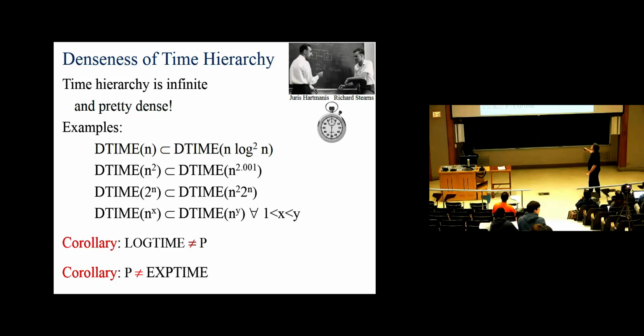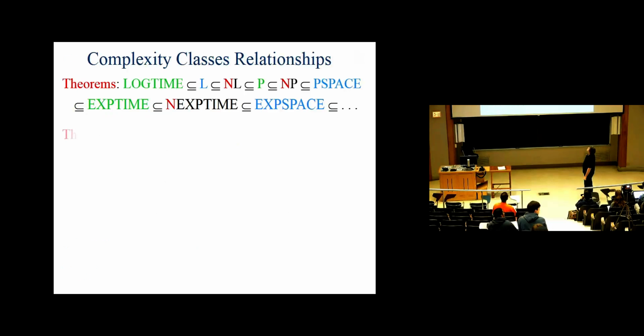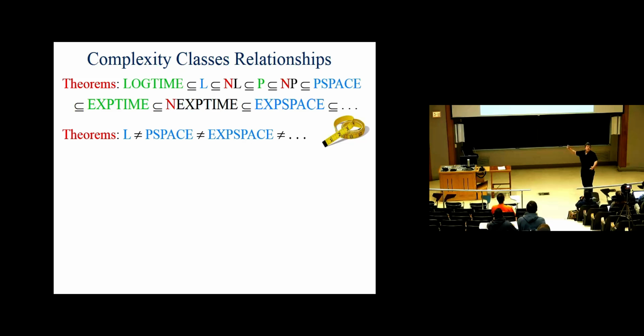So, a lot of consequences follow from this denseness. So, for example, we know that logarithmic time is contained in logarithmic space. Why? Because you can't use more space than you have time to use, right? And logarithmic space is contained in non-deterministic logarithmic space, because non-determinism is a generalization of determinism. So how many get these first two set containments?